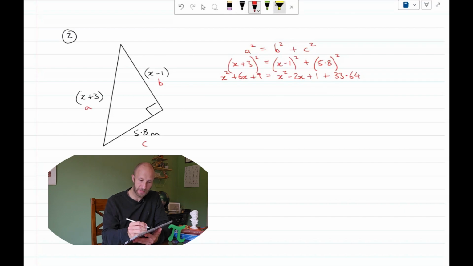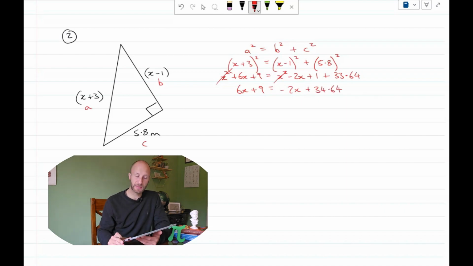There are x squareds on both sides here. So I can subtract x squared from both sides, and that means they will just cancel each other out. Again, I can write that a bit more simply, just a 6x plus 9 on the left. I'll have minus 2x, and I can add the numbers on the right. 1 plus 33.64 is 34.64.